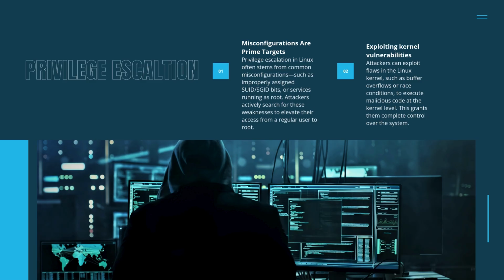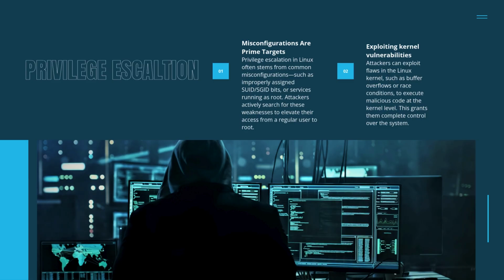Let's say a hacker gets access to a basic user account. If the system's misconfigured, maybe it has a file with the wrong SUID settings or a service running as root, they can exploit that and give themselves admin privileges. From there, they can do almost anything, which makes proper configuration so critical.